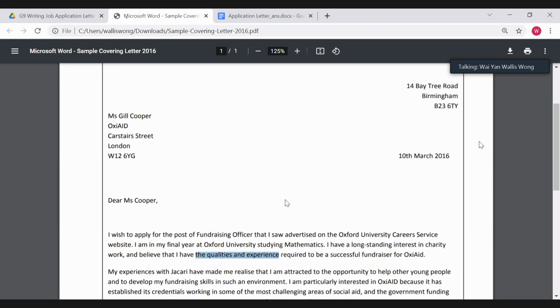So in the first paragraph, the idea is relatively general. So general comments, okay? Or ideas. So you haven't gone into something in depth, for example, your work experience, something you're good at. You just say that, well, in the intro, I have the quality or experience required to be the fundraiser. Understand? Very general.